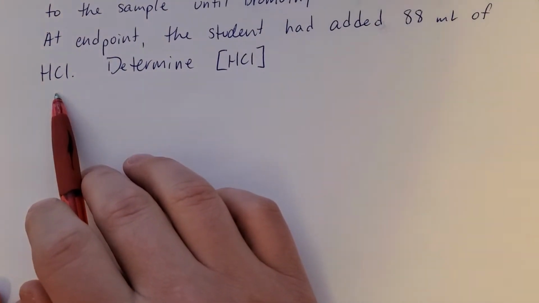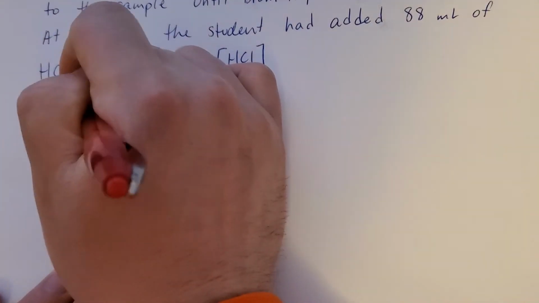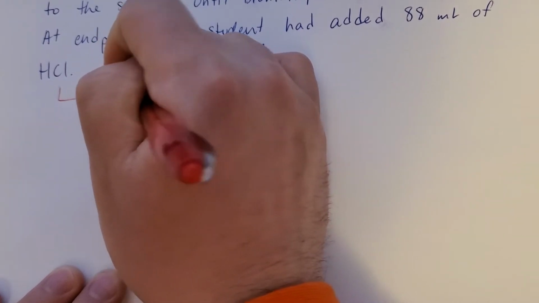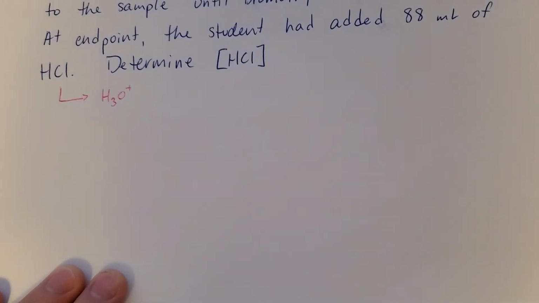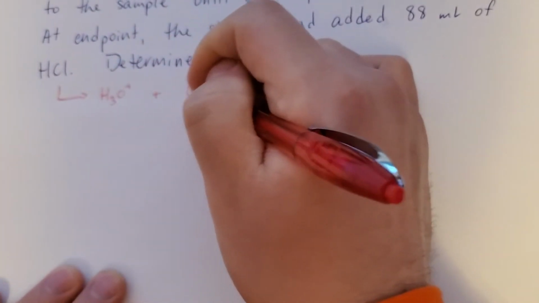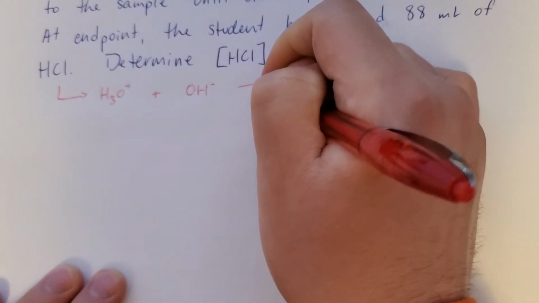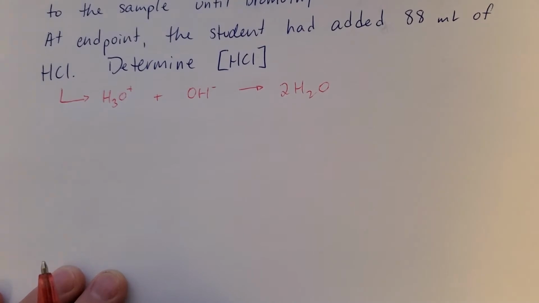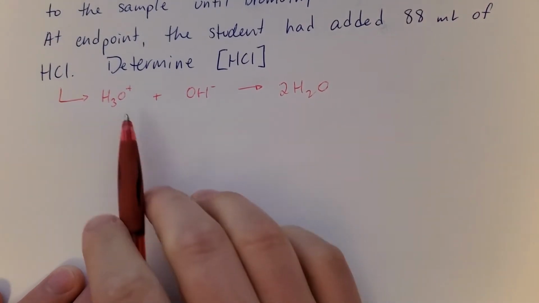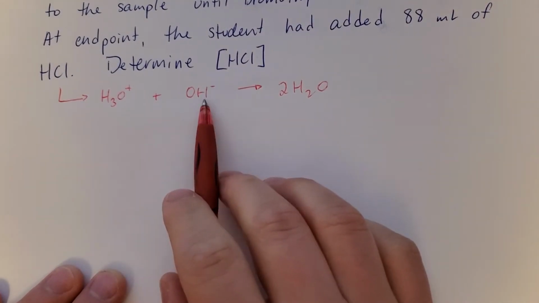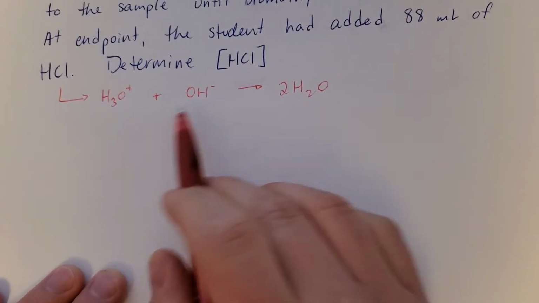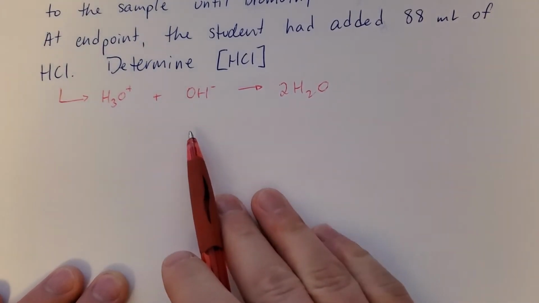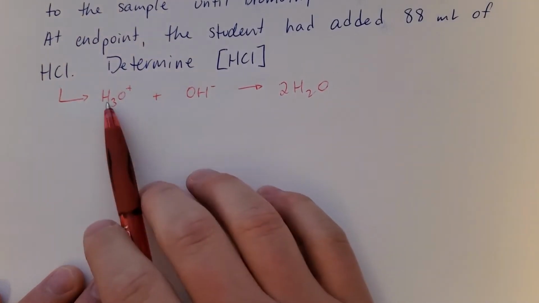HCl is a strong acid, so it just ionizes in water. It's just H3O+. It's going to react with the hydroxide to form water. The molar ratio of hydroxide to hydronium is 1:1. So the equivalence point will occur when there's an equal number of moles here.